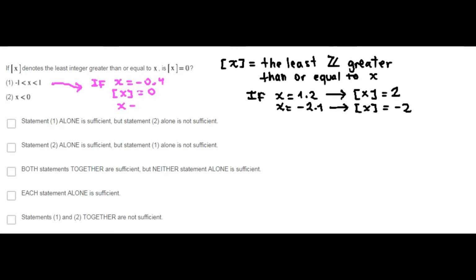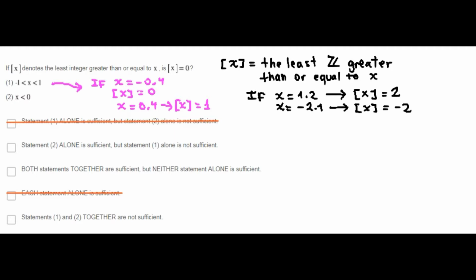But what about x equal to 0.4? In that case, x between two lines is equal to 1, because 1 is the least integer greater than or equal to x. So here our answer to the question is yes, x between two lines is equal to 0. But here our answer to the question is no, x between two lines is not equal to 0. Therefore, statement 1 alone is not sufficient to answer the question. Choice A is discarded and choice D is discarded as well.